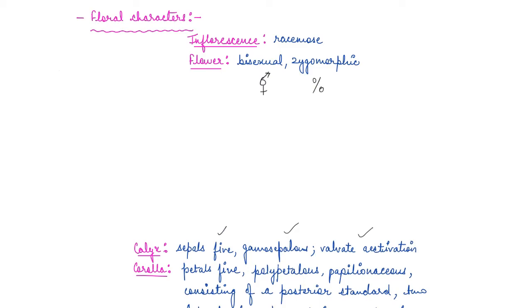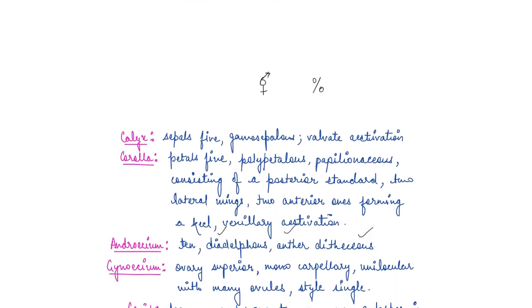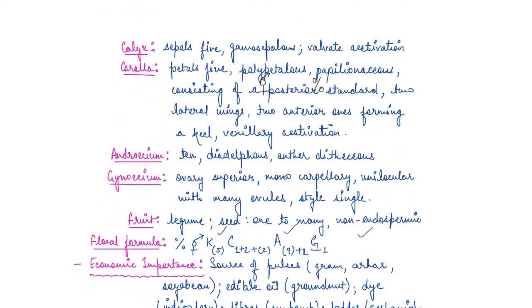Then corolla. Petals are five, polypetalous, and they consist of a posterior standard, two lateral wings, and two anterior ones forming a keel. We'll see this diagram as well, right? And then there is vexillary aestivation, right? Then comes androecium. Now there are 10 stamens. It's diadelphous and the anther is dithecous.